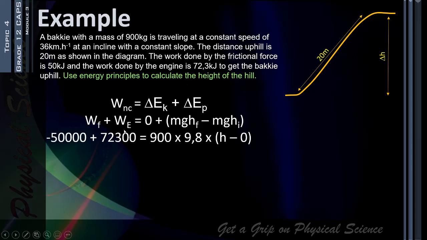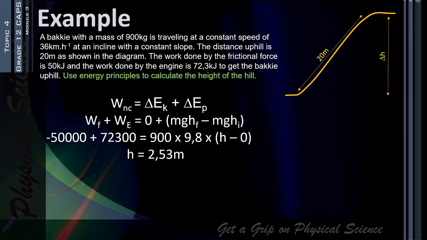72,300 joule. The change in kinetic energy is equal to 0 because this bakkie is moving at a constant speed. And then the change in the potential energy will be the mass of the bakkie times gravitational acceleration times the change in the height. So the height in this case is 2.53 meters.